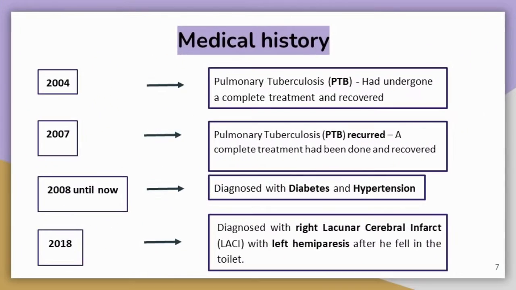Next is medical history. In 2004, the patient had pulmonary tuberculosis (PTB), and he underwent a complete treatment and recovered. After that, in 2007, the pulmonary tuberculosis (PTB) recurred, and the patient again completed treatment and recovered from it. After that, the patient was also diagnosed with diabetes and hypertension since 2008 until now, and he was also diagnosed with right lacunar cerebral infarct (LACI) with left hemiparesis after he fell in the toilet in 2018.